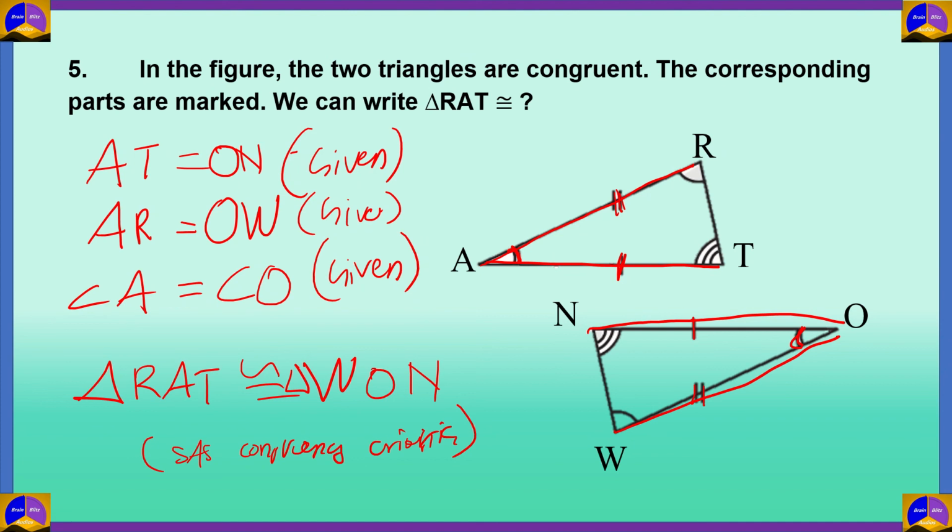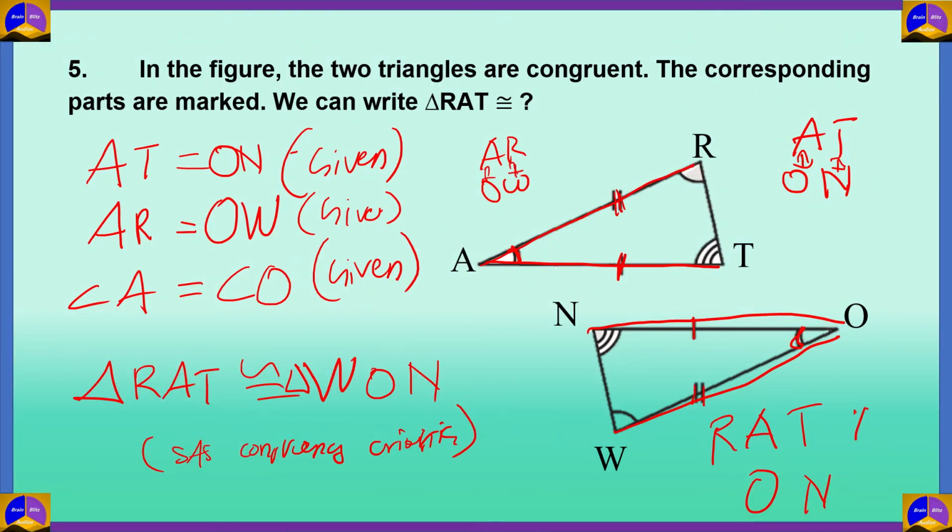if we write AT and ON over each other, we can see that A is equal to O and T is equal to N. And also in the second statement we wrote AR is equal to OW, A is to O, and R is to W. So that's how I got that triangle RAT is congruent to triangle WON by the SAS Congruency Criteria.